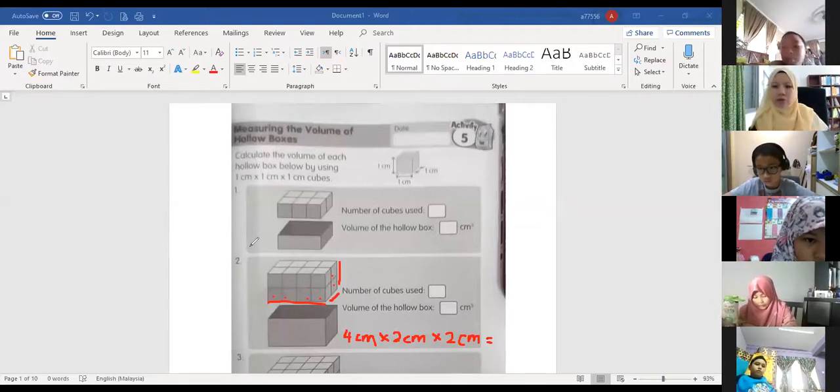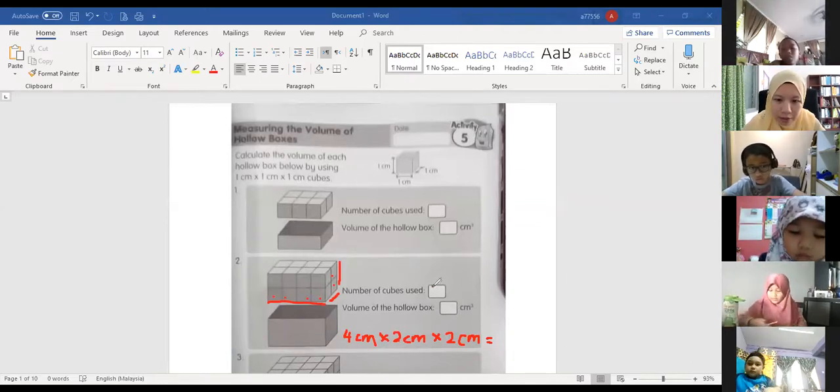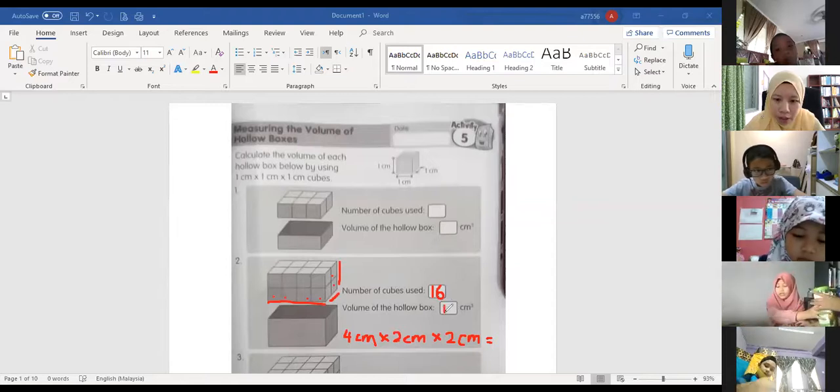Okay, now. You can get the correct answer. 4 times 2 equal to 8. 8 times 2 is equal to 16. That's why I ask you, you have to remember the sifir. So the answer here is 16. That means ada 16 cube dekat dalam hollow box ni. Kalau awak susun ada 16 cube. Okay, Mutakif, good. You give me the correct answer.